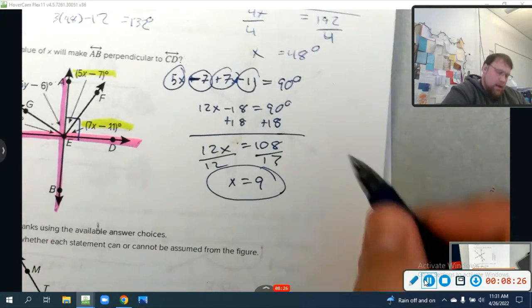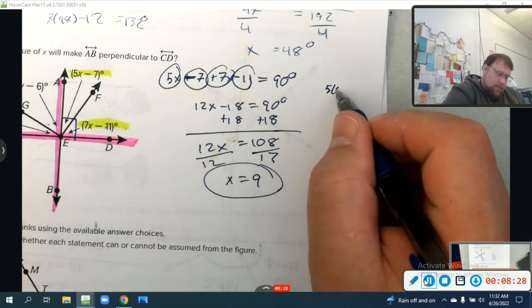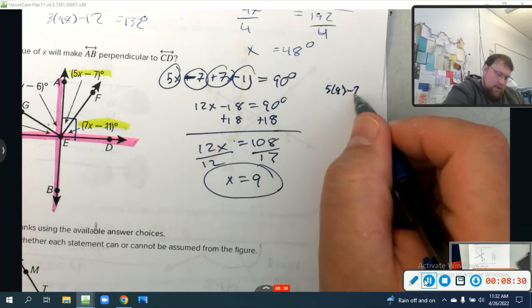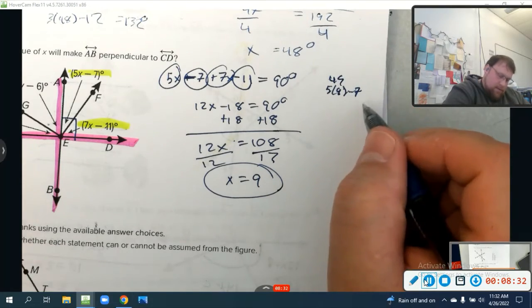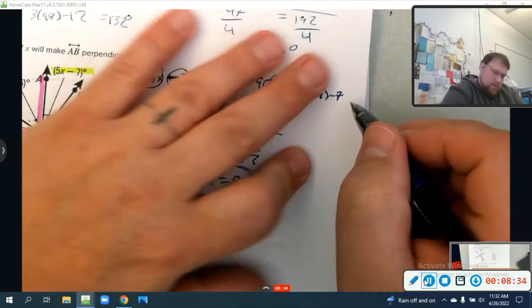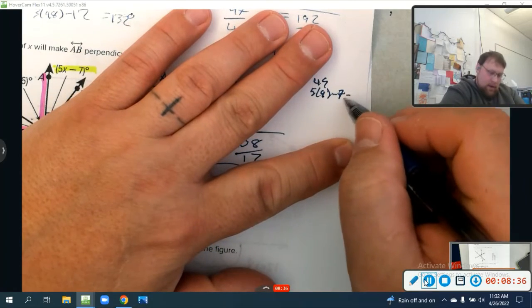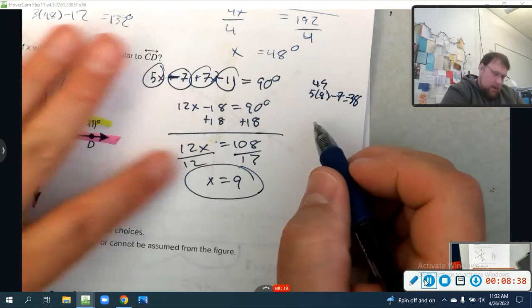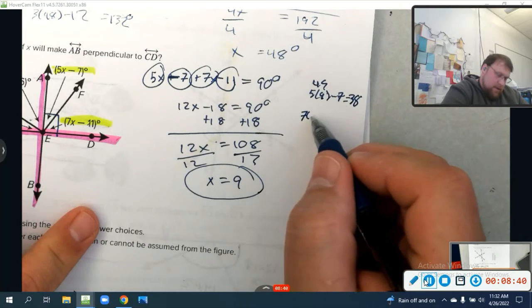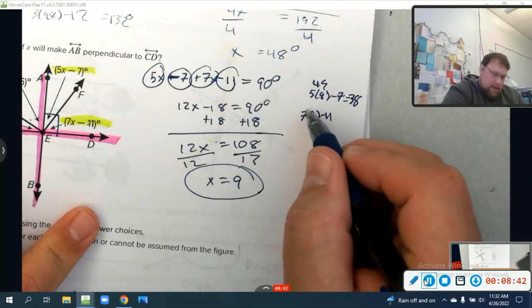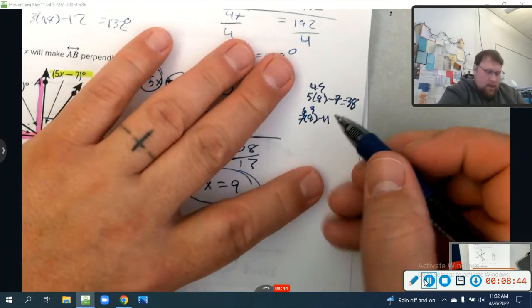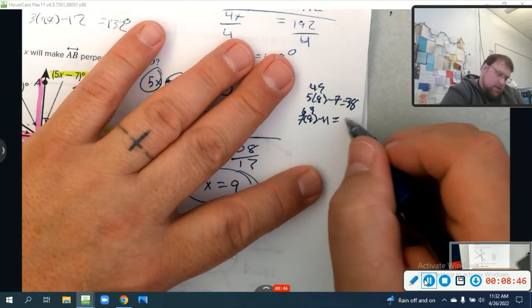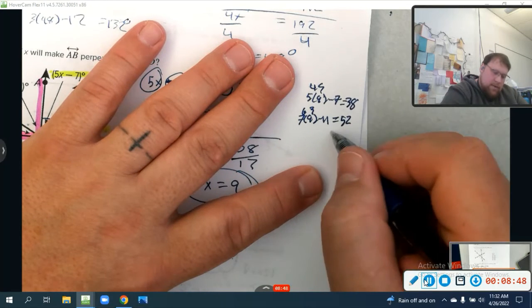5 times 9 minus 7 is what? 45 minus 7? So that equals 38. And for the next one, 7 times 9 minus 11. 7 times 9 is 63, minus 11 is 52, which equals 52. What's 52 plus 38? That's 90 degrees. Boom, it works.